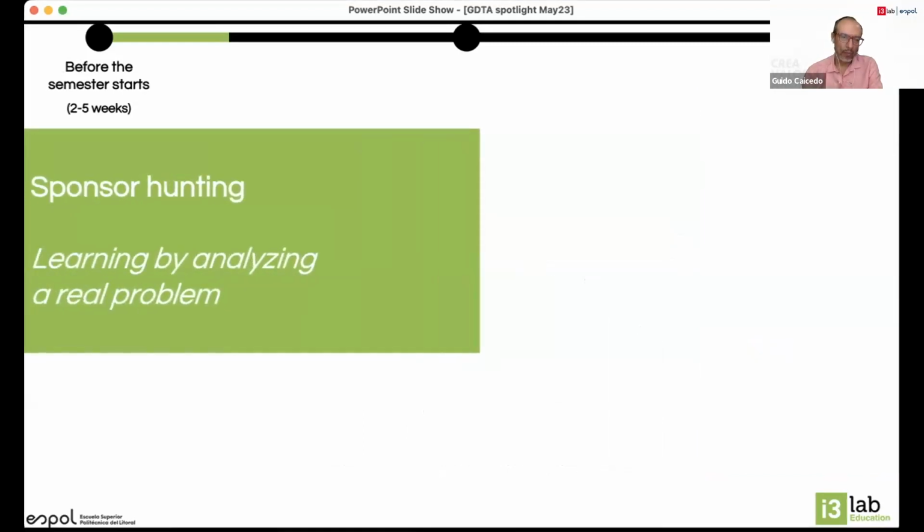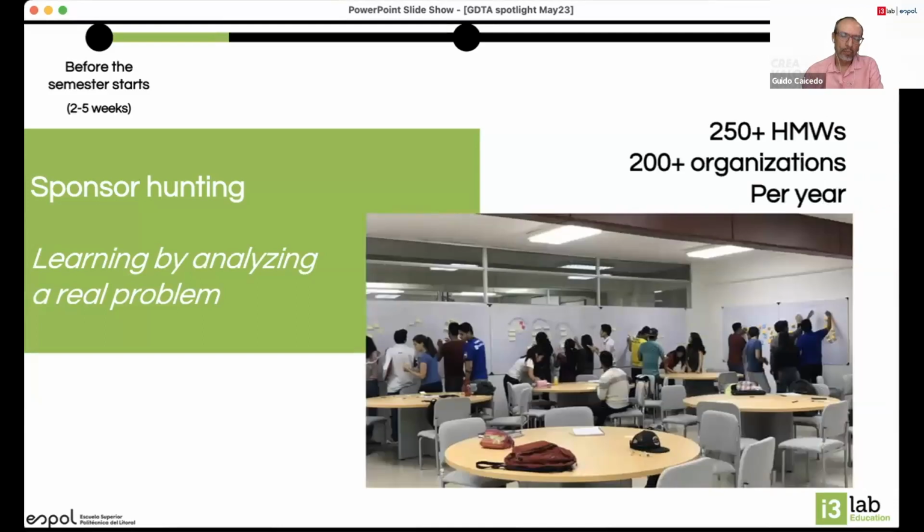And one part that is important to finish up before kicking off the semester is sponsor hunting. This is for our design thinking faculty. Since our students are learning by analyzing a real problem, it's imperative that we as faculty go in search of real problems with sponsors. These sponsors have direct contact not only with the teacher, but also with students throughout the semester. And throughout the years, we have been working with more than 200 organizations.